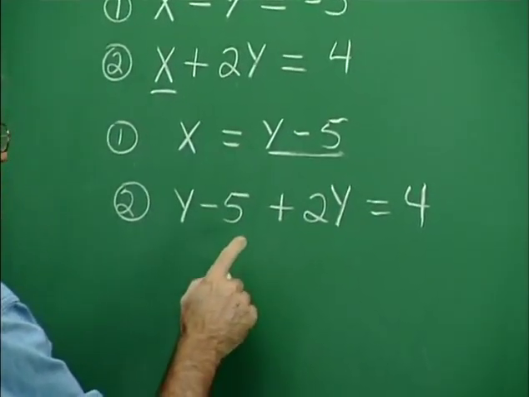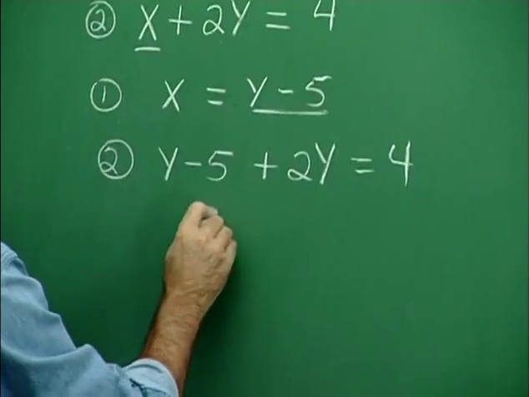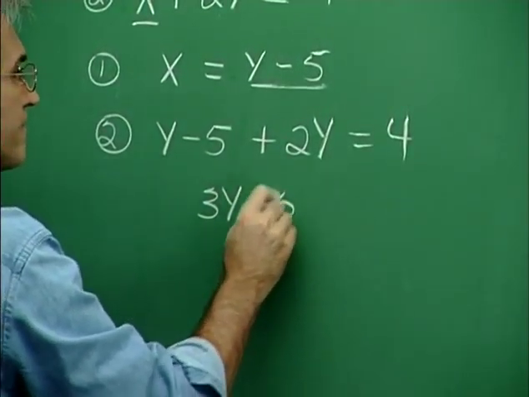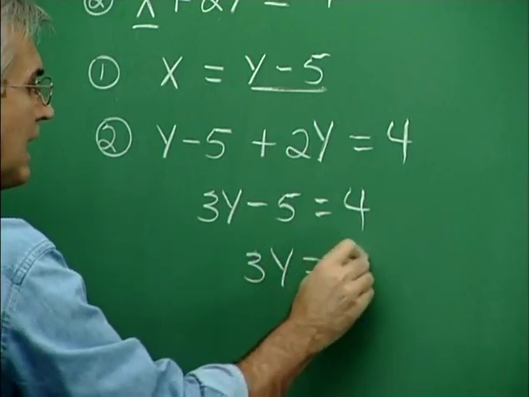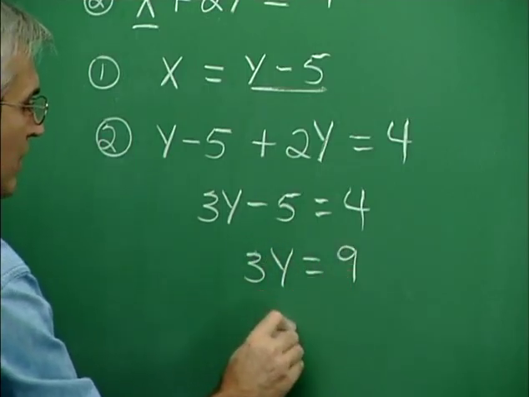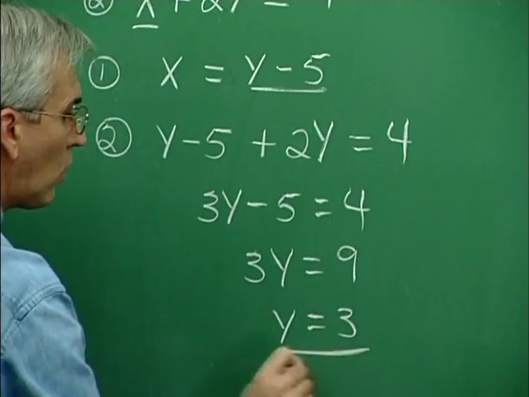All right, let's solve this rascal. We're collecting the y's. We have 3y minus 5 equals 4. Add 5 on both sides. We find 3y to be 9. Divide on both sides by 3. We find y to be 3. Okay, so y is 3.